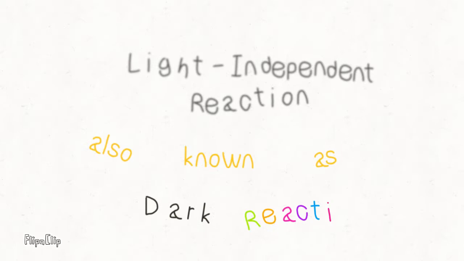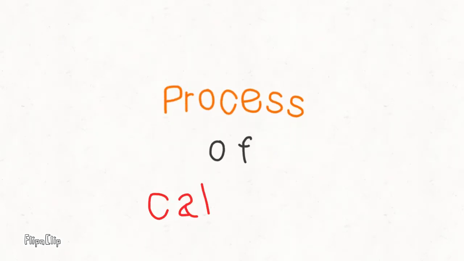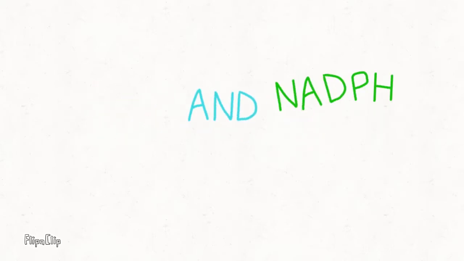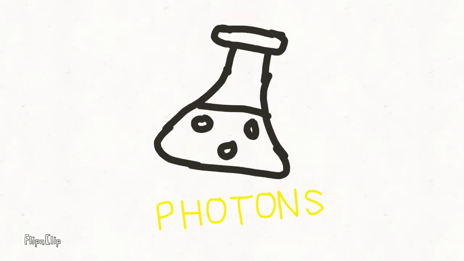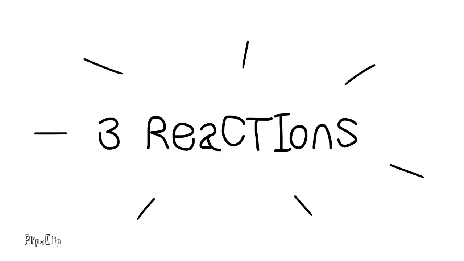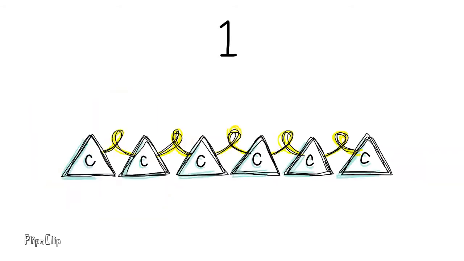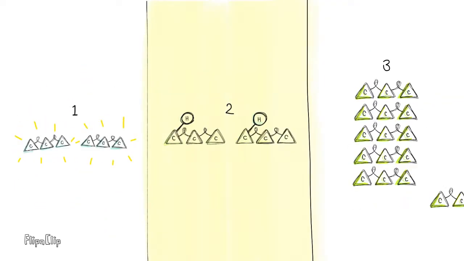Light-independent reaction, also known as dark reaction, is where sugar is synthesized by a process called Calvin Cycle reaction. This is where the ATP and NADPH produced from the light-dependent reactions will be used to create a reaction without the aid of photons. The Calvin cycle consists of three reactions that reduce carbon dioxide to produce the carbohydrate glyceraldehyde 3-phosphate.